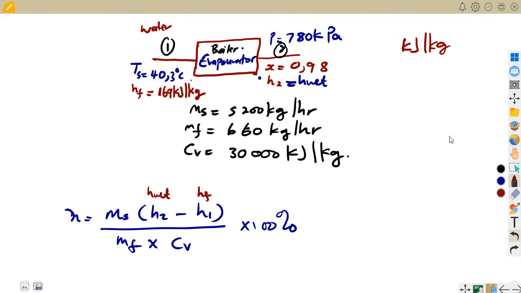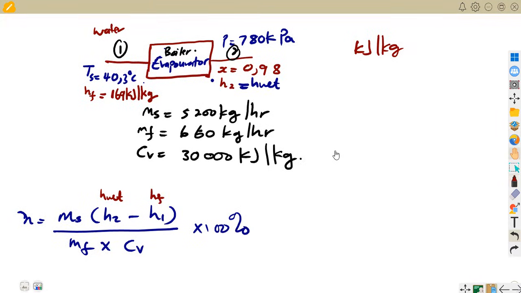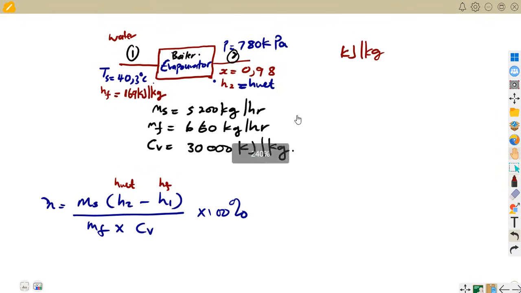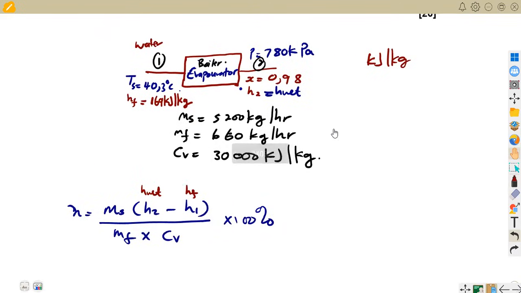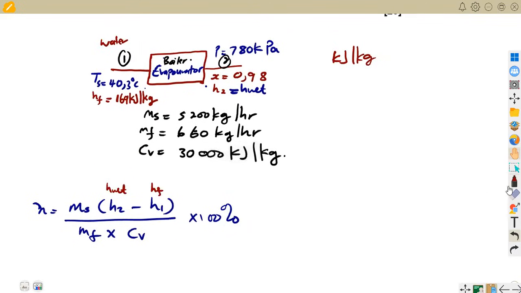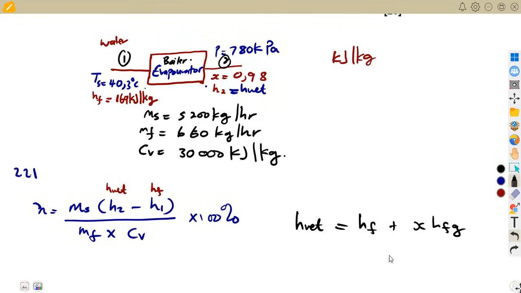In order for us to obtain H wet, we do not have this directly from our steam table. We are supposed to make calculations there. Remember, this was 2.21. How are we going to obtain H wet? Remember, H wet is equivalent to HF plus X HFG. That is how we calculate our H wet, which is our H2 in this case.